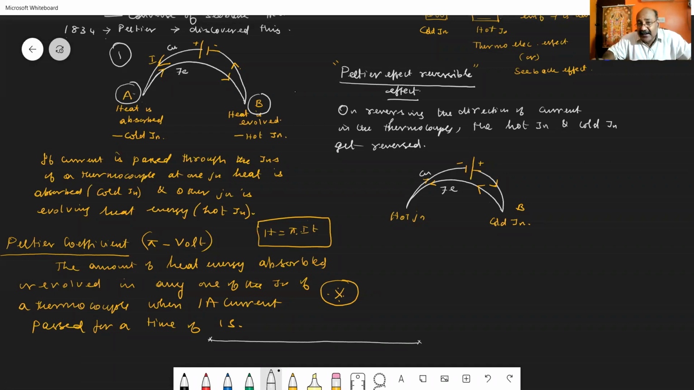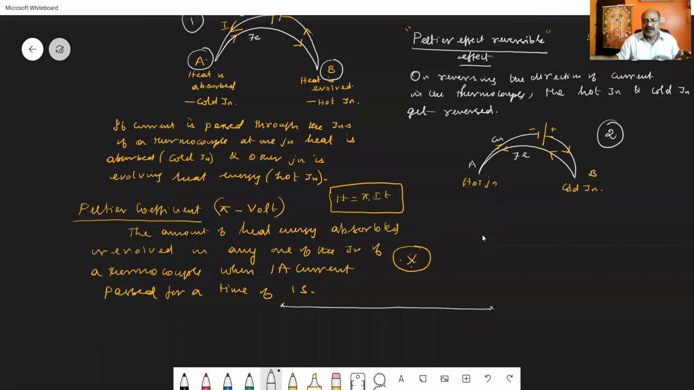So when you are reversing that, you see the diagram number 2, the junction where the current flows from copper to iron is now the junction B because the direction gets reversed. So that junction B behaves like the cold junction, and the other junction where the current flows from iron to copper behaves like the hot junction. So junction A and junction B get their hot and cold junctions reversed when the direction of current in that thermocouple gets reversed. So we are saying that Peltier effect is a reversible effect.